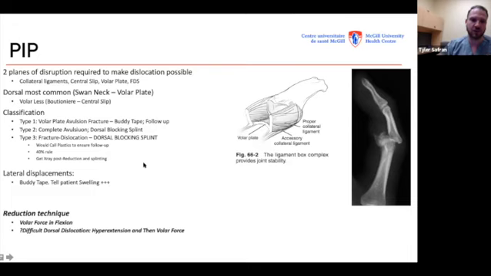But for your purpose, the truth is all you want to do is put it in an extension blocking splint. Let us know that there's this bad PIP fracture dislocation, and then we have to take that to surgery. So that's very important.